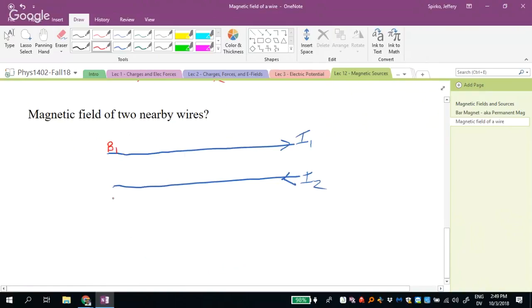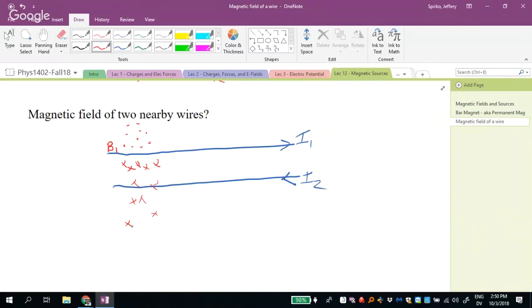B1, the magnetic field due to wire 1. So due to wire 1, we lay our thumb along I1, the first current, and our fingers point out of the page above the wire and into the page below the wire. So we're going to have dots above and X's below. So that's all a representation of the magnetic field due to wire 1, ignoring wire 2.